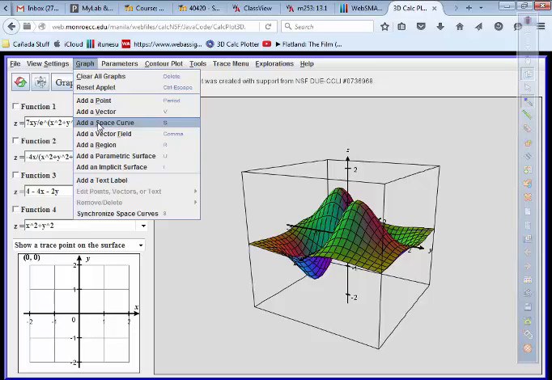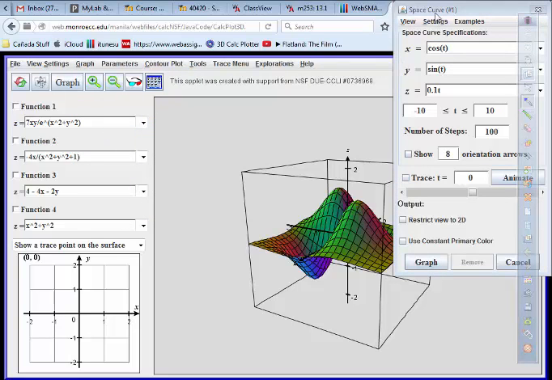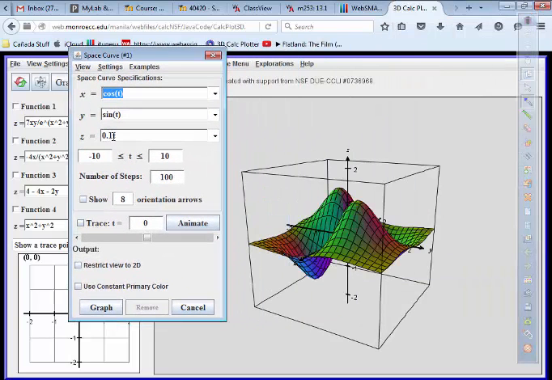So in this graphing program, to graph a parametric curve in space, you want to add a space curve. So let's add a space curve. And here, it's kind of set up already to go with a cosine and a sine, and then this is a 0.1t. I think let's do a 0.1t. Let's take a look at that. Graph it.